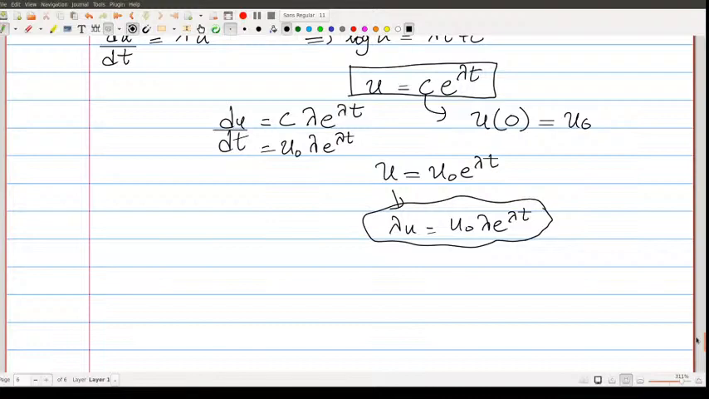Okay, and let's now look at systems of differential equations, right? Let's say I have a system of differential equations.